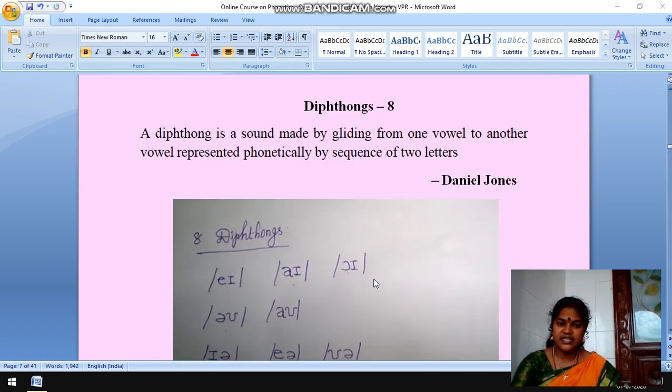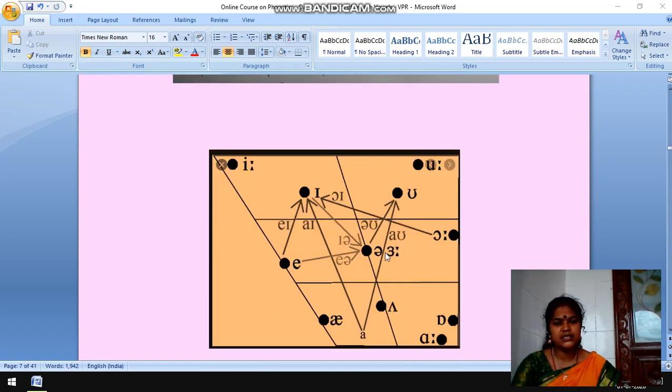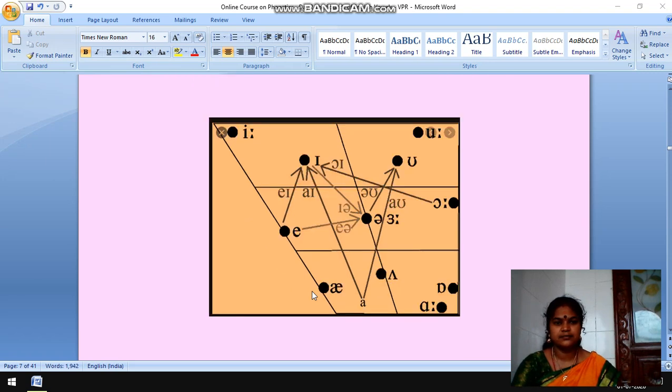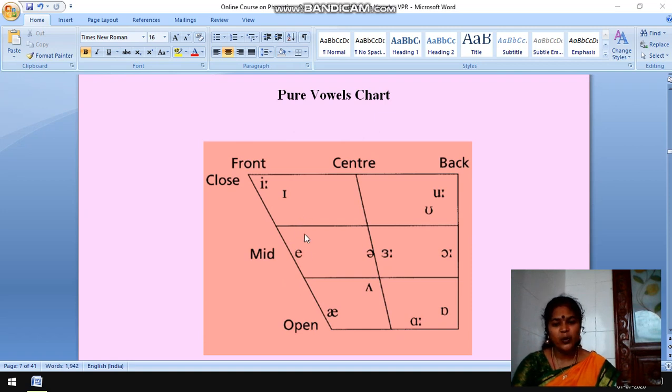And there are 8 diphthongs. Look at this. Again, I shall repeat. This is the vowel chart of diphthongs. And this is the chart of pure vowels.